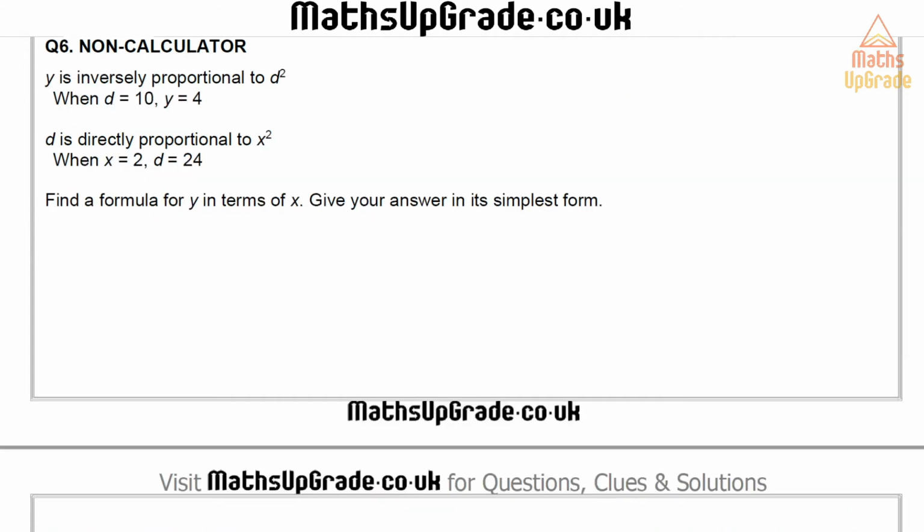In question 6, which is worth 5 marks, I'm told that y is inversely proportional to d squared. So when d equals 10, y equals 4. And I'm also told that d is directly proportional to x squared. When x equals 2, d equals 24. I need to find a formula which links y with x, giving my answer in its simplest form.